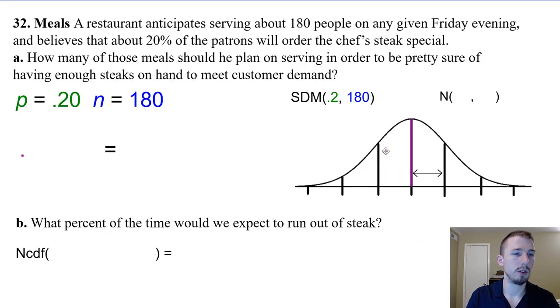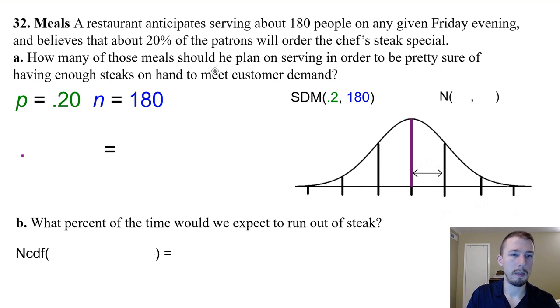All right, next one, 32. A restaurant anticipates serving 180 people on any given Friday evening and believes about 20% of the patrons will order the steak, essentially. How many of those meals should he plan on serving in order to be pretty sure of having enough steaks on hand to meet the customer demand?